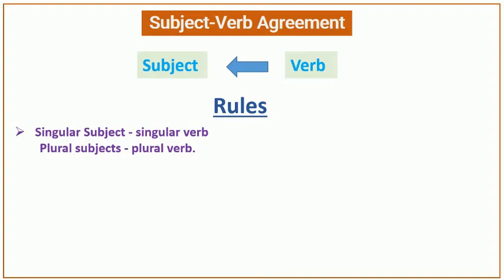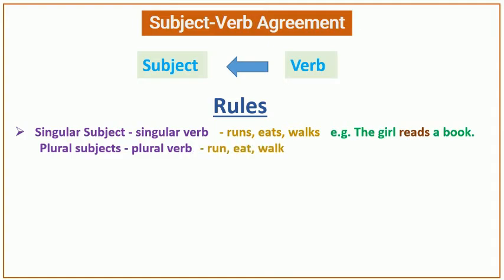We have already discussed in previous video that a verb has 5 different forms. Among them, verb 5 is the singular form of verb. It is third person singular form of a verb and is used in simple present tense like runs, eats, walks. The example is the girl reads a book. The plural form of a verb is the base form like run, eat, walk. An example is the girls read books.